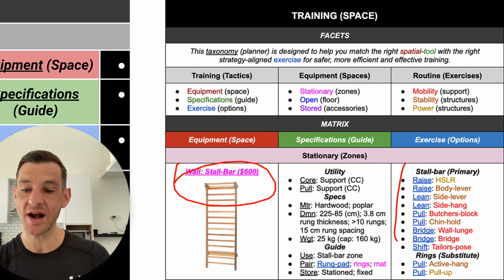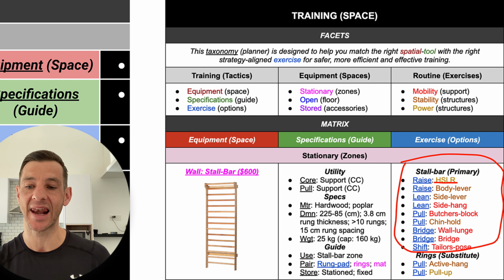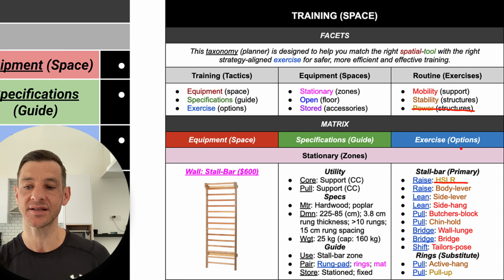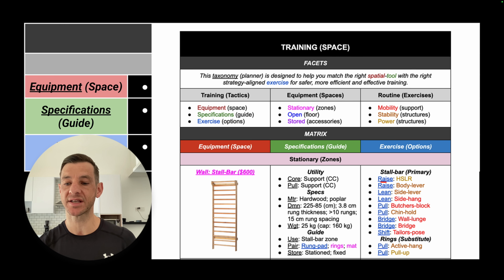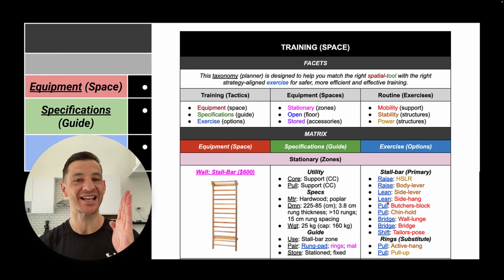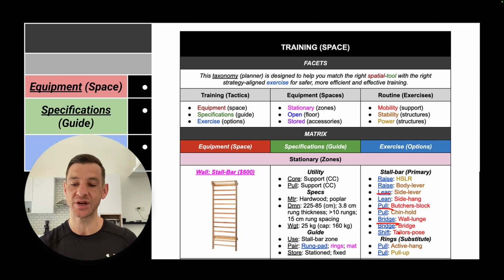They are the primary use case. It's literally the hanging leg raise as a strength training exercise. So if it's yellow, it's strength or power. If it's orange, it means it's a stability exercise. If it's red, it means it's a mobility exercise. We can see the primary exercises represent a great mix of exercises. Now, if you guys have watched the training routines taxonomy video series, you will know that these exercises form part of the race track routine, the lean track routine, the pull track routine, the bridge track routine.